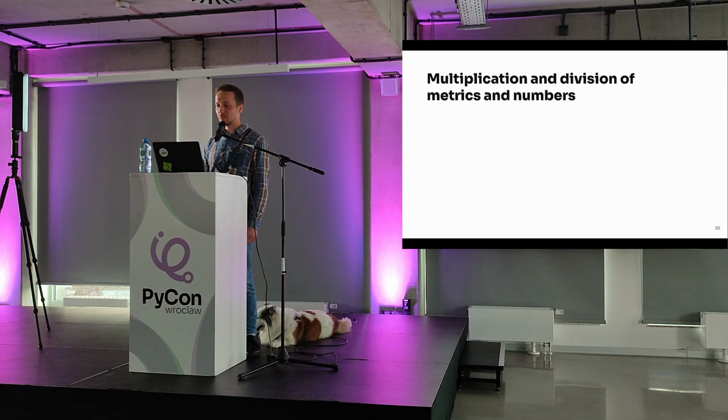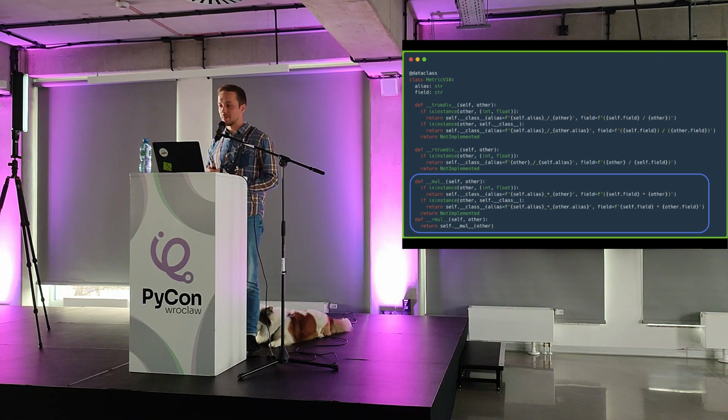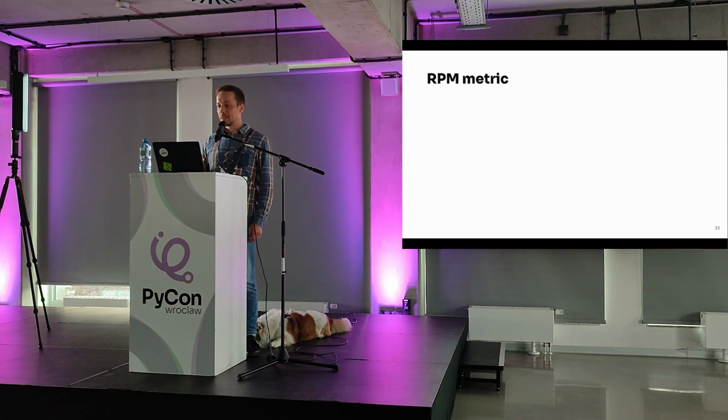Now we will look at multiplication as well. For this, we define the mul method. We do everything the same, except that we use a star between aliases and fields. Our job is easier here because the order of the factors does not matter. Let's now build an RPM metric. Do you remember what RPM stands for?